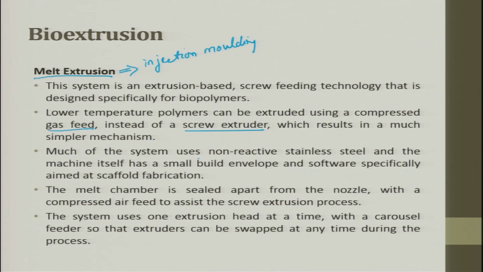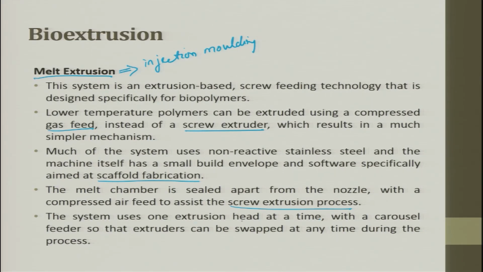Much of the system uses non-reactive stainless steel, and the machine itself has a small build envelope and software specifically aimed at scaffold fabrication. The melt chamber, which we saw in FDM, is sealed apart from the nozzle, with a compressed air feed to assist the extrusion process. Whatever the screw did earlier, now the screw is replaced by the air. The system uses one extrusion head at a time.